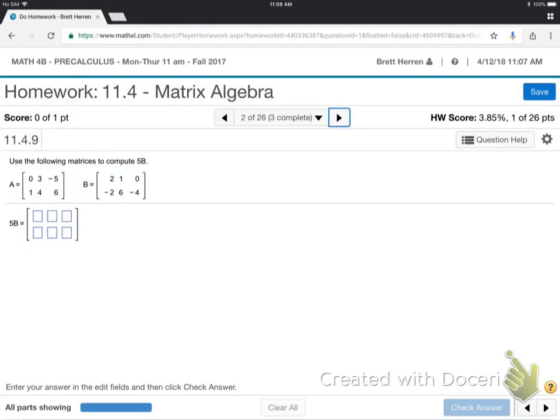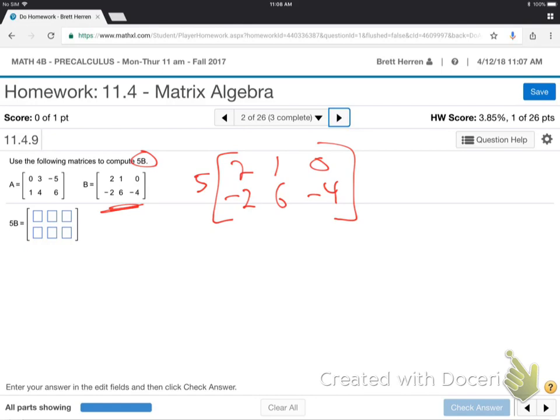So, see what they want here? They want 5B. They're saying take matrix B, which is the 2, 1, this guy, 2, 1, 0. I don't know why they gave me matrix A on this problem. I'm not even going to use matrix A. But anyway, they want me to take 5 times matrix B.